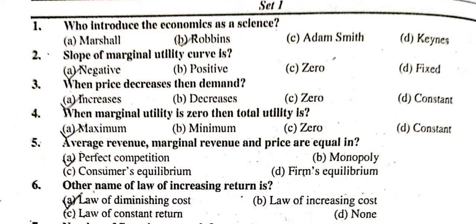6. The name of law of increasing return is: A. Law of diminishing cost, B. Law of diminishing return, C. Law of increasing cost, D. Law of constant return. None. The correct answer is A. The name of law of increasing return is law of diminishing cost.